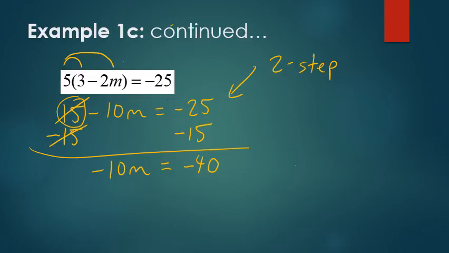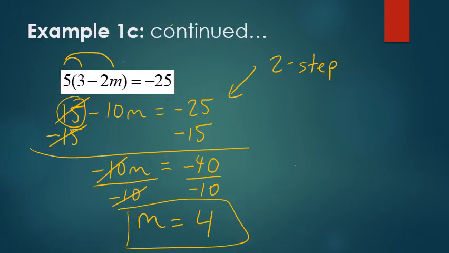And my last step here is to divide both sides by negative 10. Bada bing, bada boom. Negative 10's cancel on the left-hand side. I'm left with my final answer, which is m is equal to negative 40 divided by negative 10 gives me a positive 4. And ladies and gentlemen, we've done it.